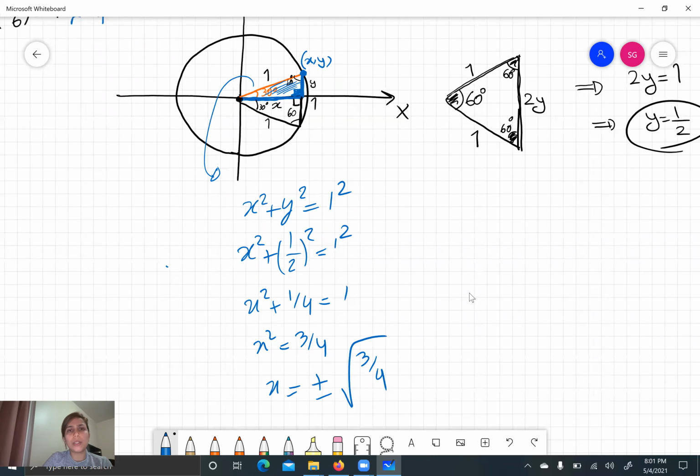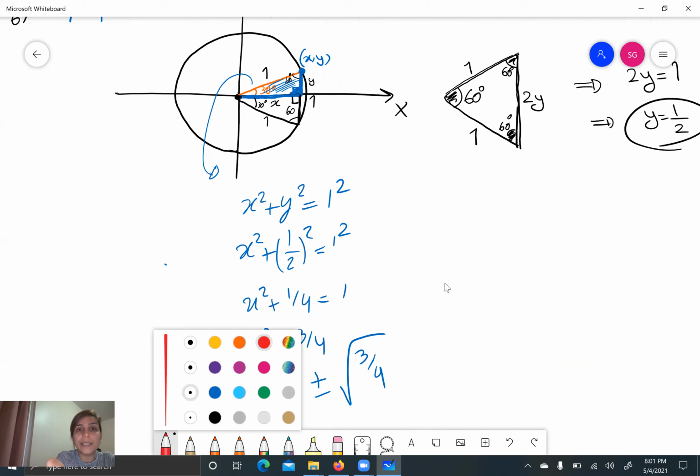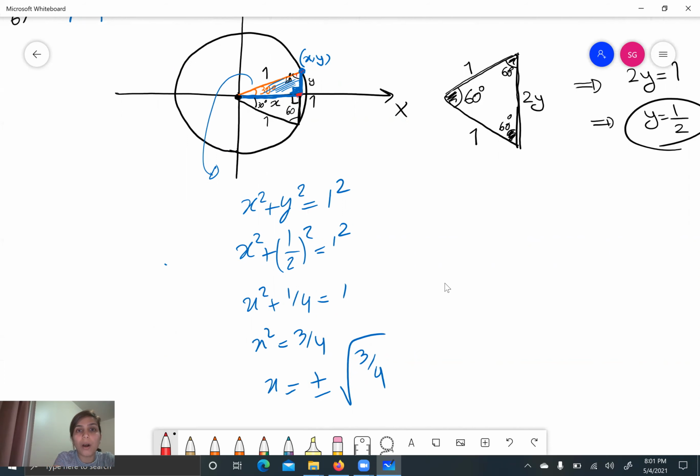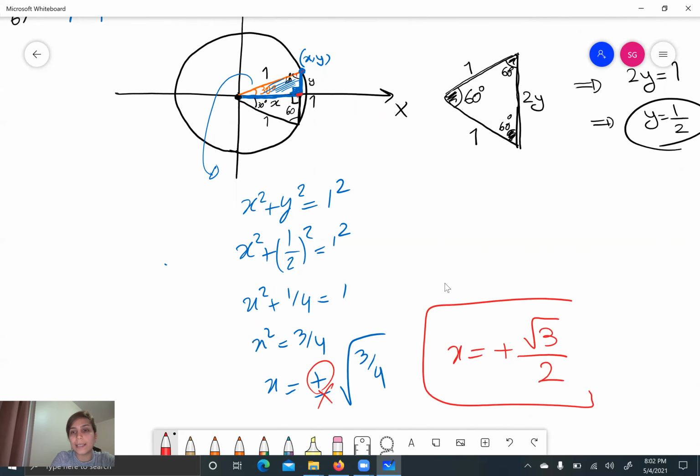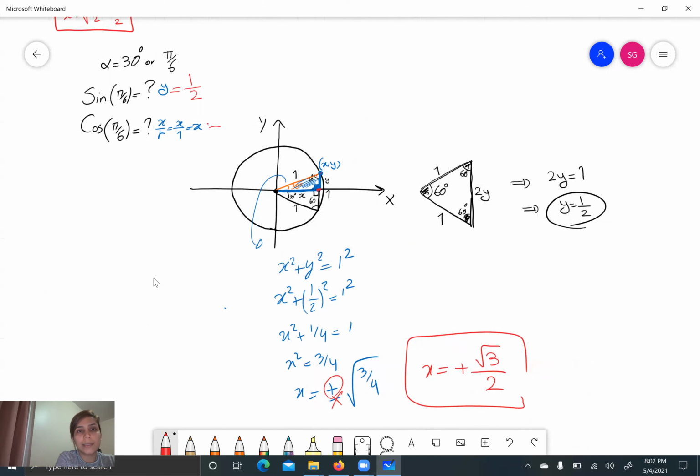Which one should I pick? Should I pick the positive or negative? This point is in the first quadrant, so it has a positive x value, not negative. So I'm going to keep the positive one and reject the negative one. So the answer is positive. If you want, you can simplify it: square root of 3, and the square root of 4 is 2. That's the answer. So x is positive square root of 3/2.